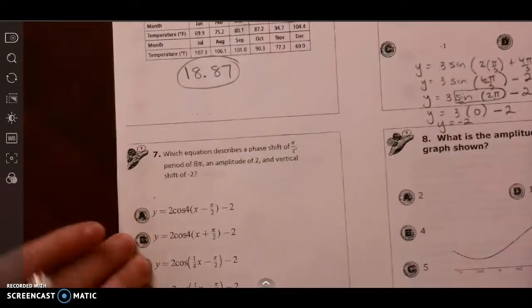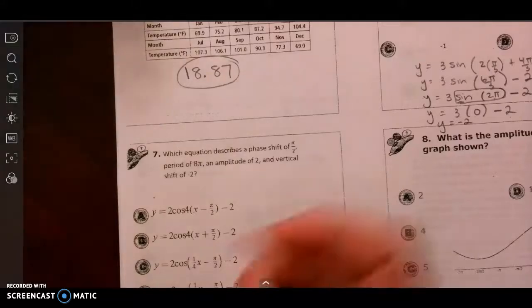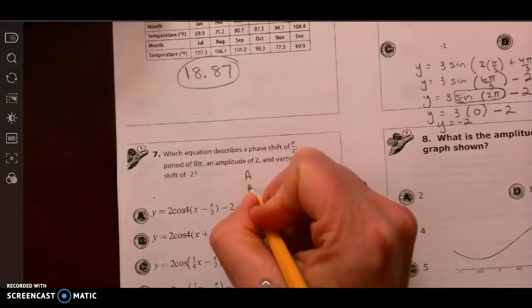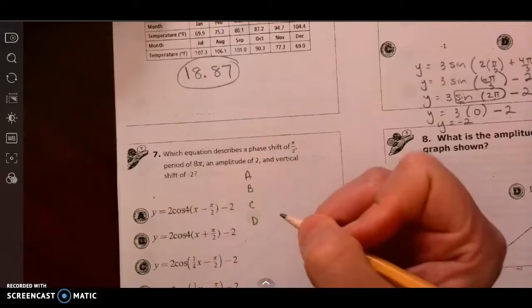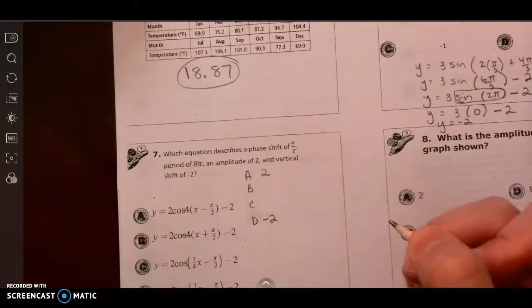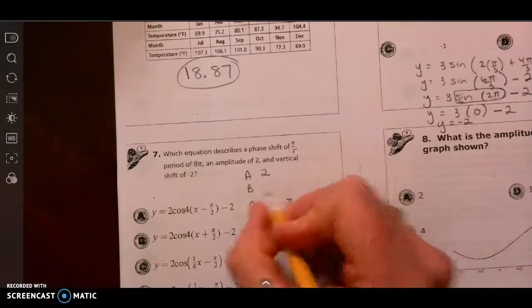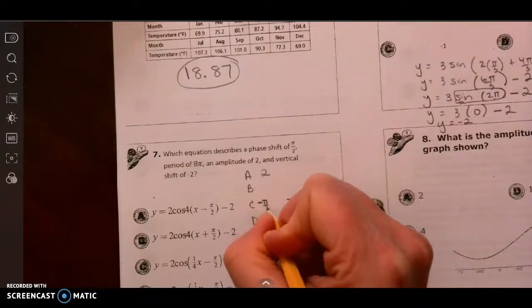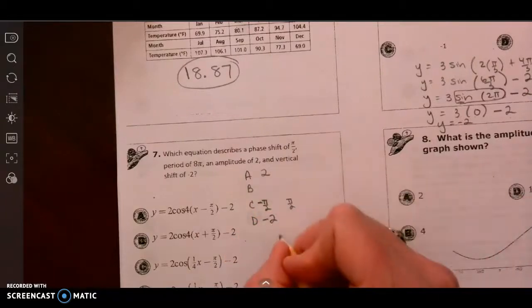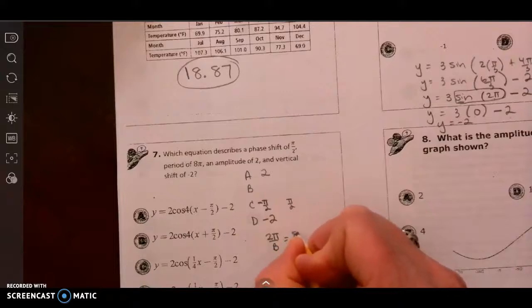Number 7. Which equation describes a phase shift of pi over 2, a period of 8 pi, an amplitude of 2, and a vertical shift of negative 2? So let's do my A, B, C, and D values. Amplitude is 2. Vertical shift is negative 2. Phase shift is pi over 2, which makes the C value negative pi over 2. And remember that 2 pi over B equals the period, which is 8 pi.